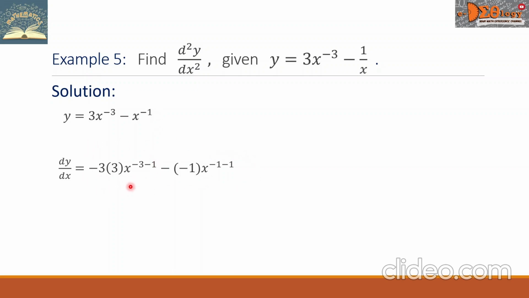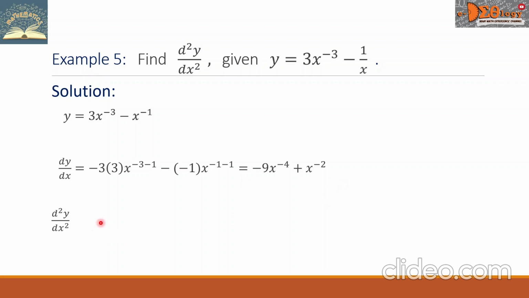We simplify the first term as negative 9 times x raised to negative 4. And then for the second term, negative of negative 1 is now positive. Then we have x raised to negative 1 minus 1. So we have here negative 2 as exponent. This is the first derivative.